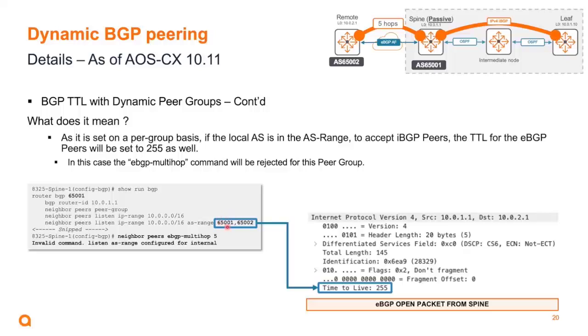You can see here an example. We have both the local AS and a remote AS. And so if you try doing that, the TTL is automatically set to 255 even for the eBGP open packet. And so if you try to configure the eBGP multi-hop option, it will say that this is an invalid command because we are listening to an AS range, and this AS range includes the local AS.